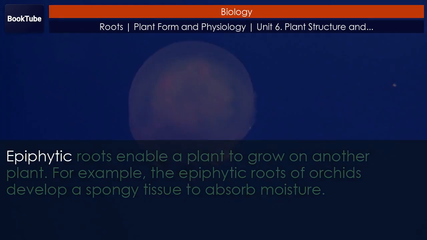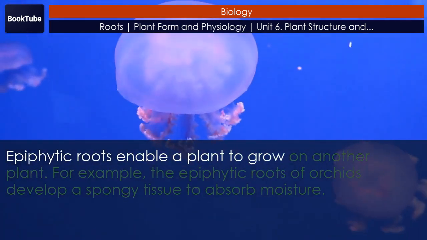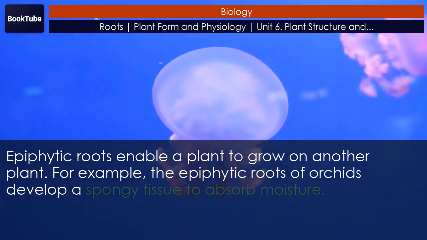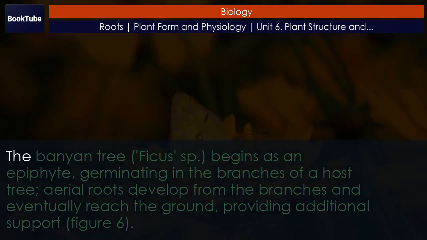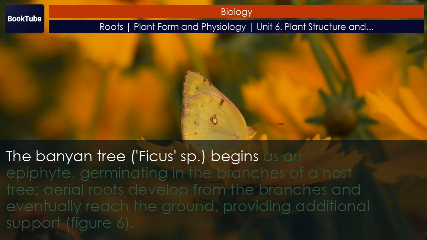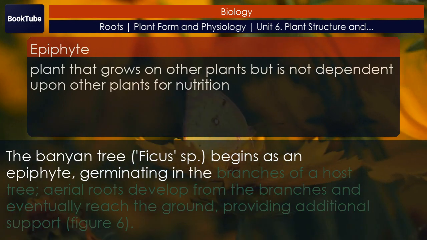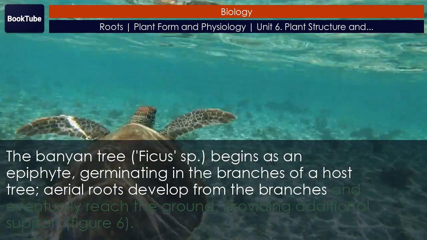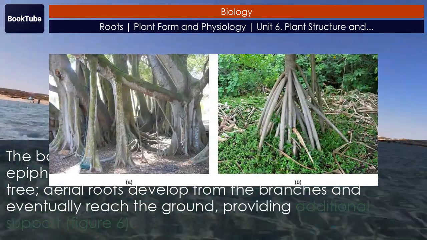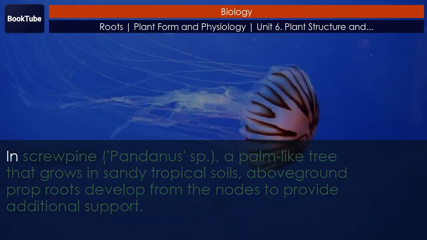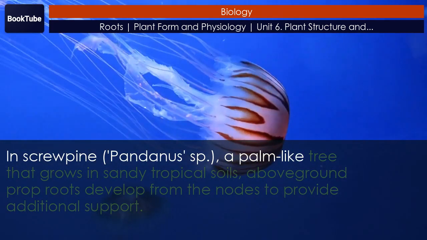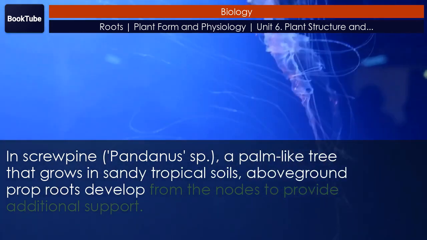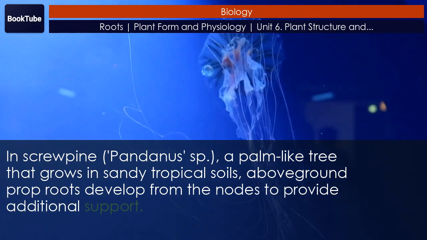Figure 5. Epiphytic roots enable a plant to grow on another plant. For example, the epiphytic roots of orchids develop a spongy tissue to absorb moisture. The banyan tree, Ficus sp., begins as an epiphyte, germinating in the branches of a host tree. Aerial roots develop from the branches and eventually reach the ground, providing additional support. Figure 6. In screwpine, Pandanus sp., a palm-like tree that grows in sandy tropical soils, above-ground prop roots develop from the nodes to provide additional support.